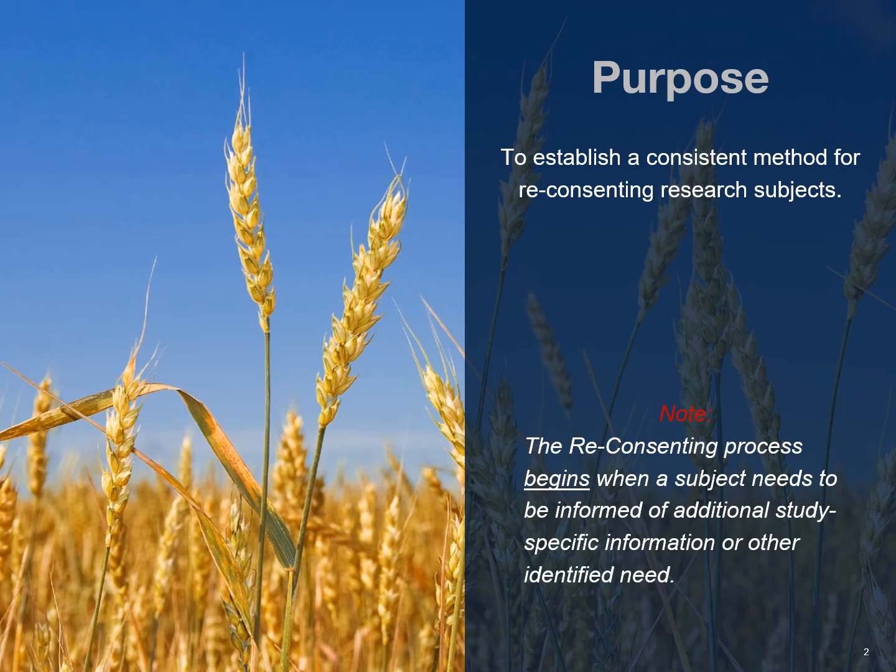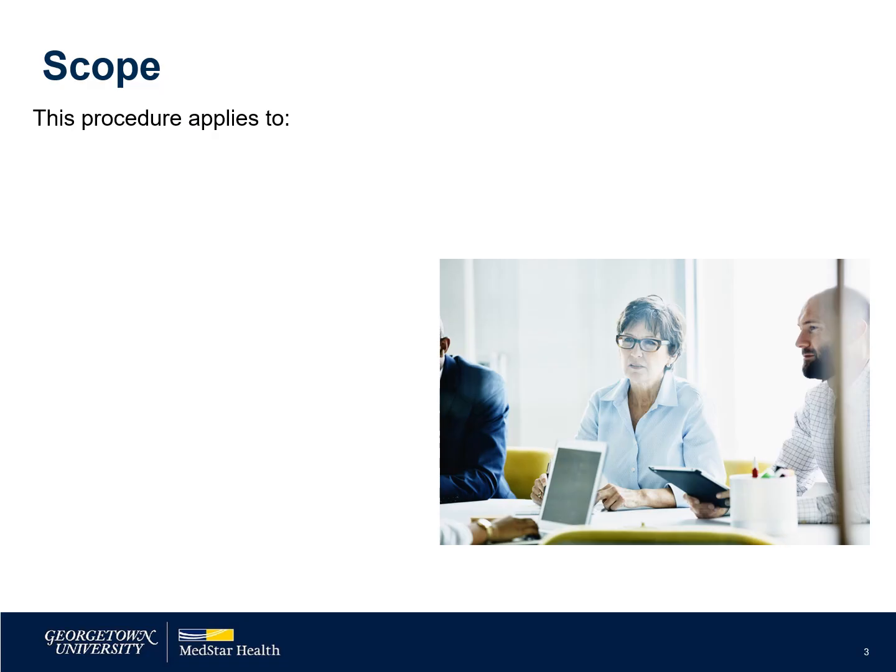The process begins when subjects need to be informed of additional study-specific information that might affect their willingness to continue to participate in the study. Reconsent could also be required if a participant does not seem to comprehend the study. Reconsenting is a key element of research with human subjects, especially in vulnerable populations.